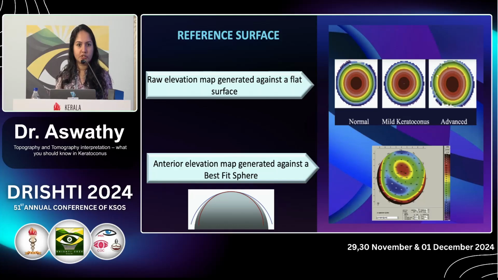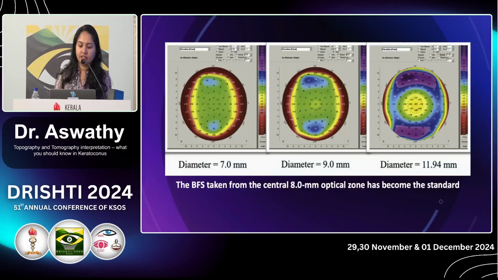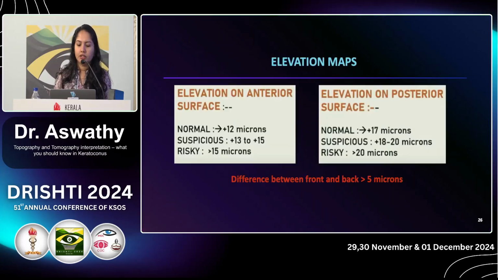So, after much deliberation, a best fit sphere from the central 8 mm optical zone has become the standard reference surface. So these are the characteristics we have to look for in an elevation map. If the anterior surface is elevated for more than 15 microns and if the posterior surface is elevated more than 20 microns, you have to suspect an ectasia.